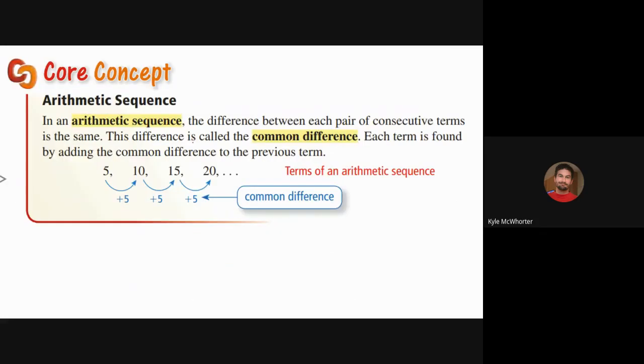So in an arithmetic sequence, the difference between each pair of consecutive terms is the same, and we call it the common difference. And we use the variable d for that. So the common difference is d, and you can look at the sequence to figure out what the common difference is. Here, the common difference is 5. It goes up by 5 every time.